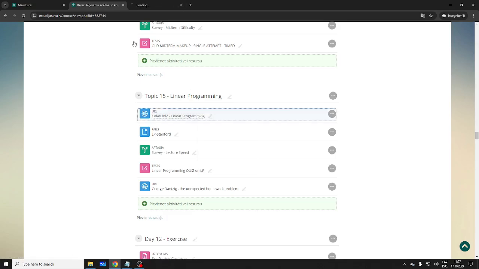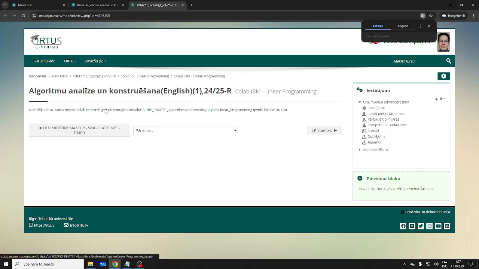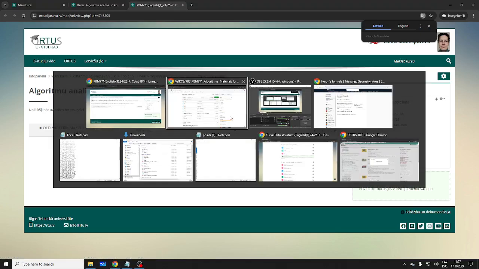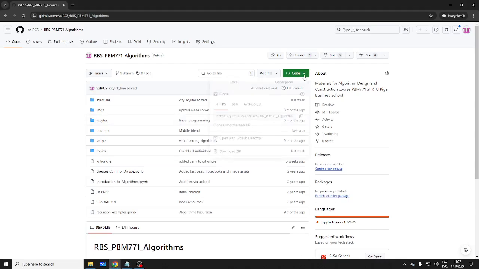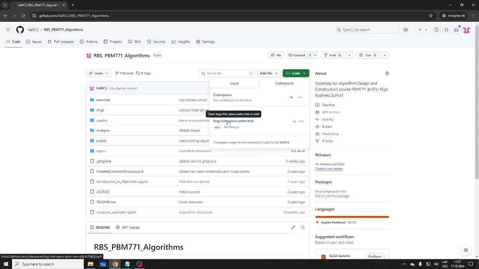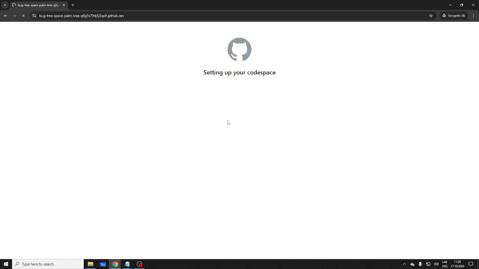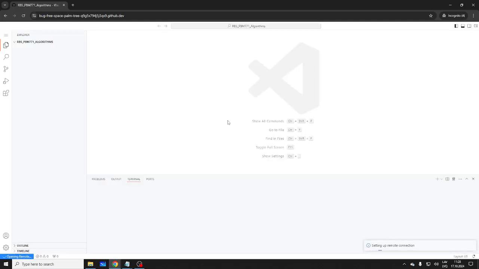So let's go into this Colab. Let's see the site. You can open it up here on a Colab, but this is actually linear programming here. So what I'll be doing, I'll be using a code space here from GitHub, and hopefully it works. Let's see if it works. So linear programming. What do you think? What kind of functions are we going to be working with?